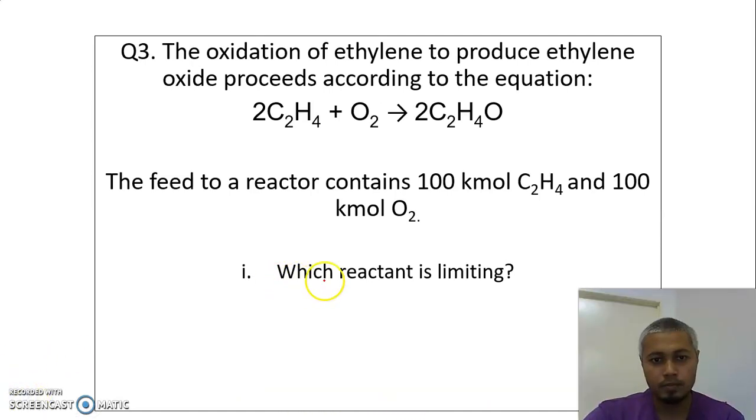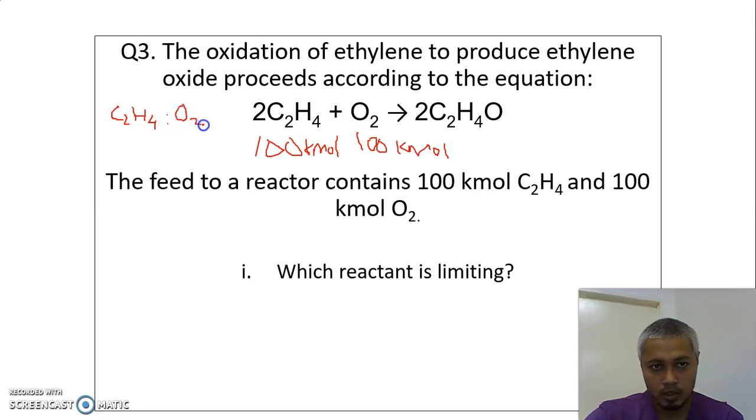Okay, let's solve the first part of this question first. In the question we have C2H4, so we write 100 kilomole, and then we have 100 kilomole O2. Okay, so if you look at the ratio of this equation, C2H4 to O2 is 2 to 1.